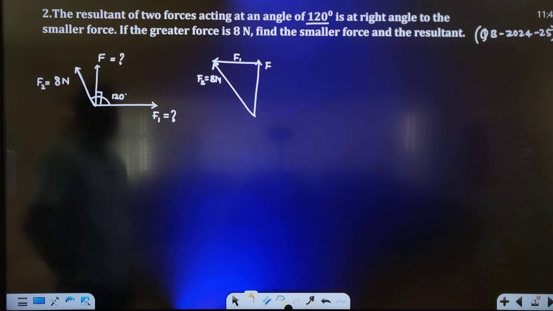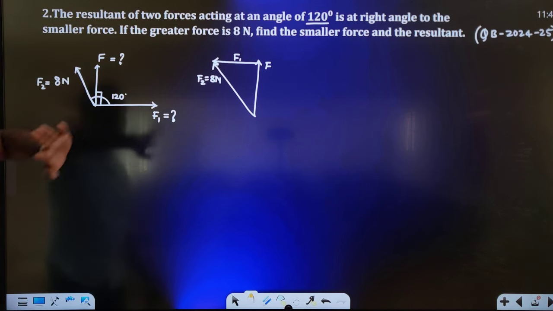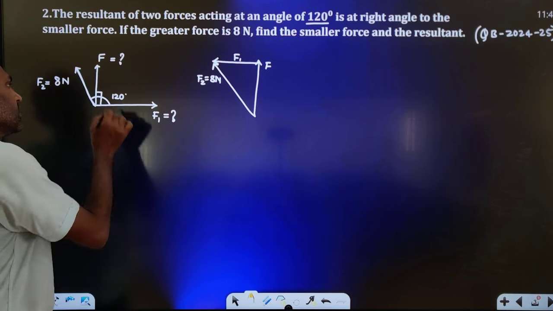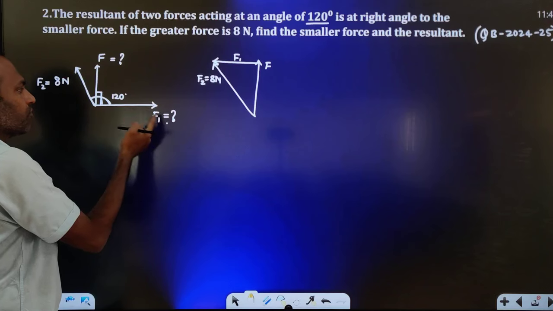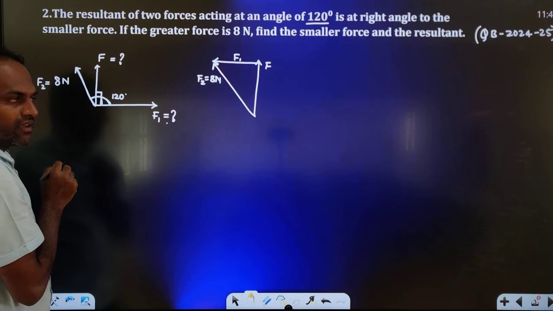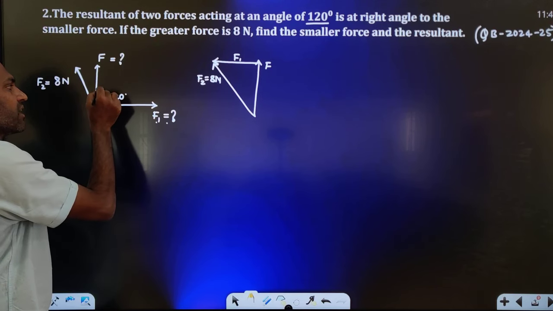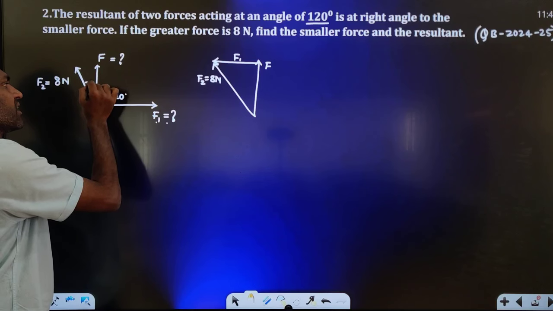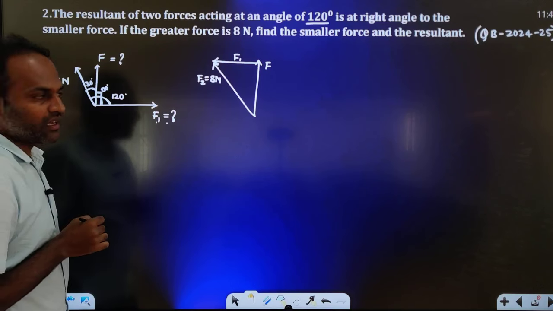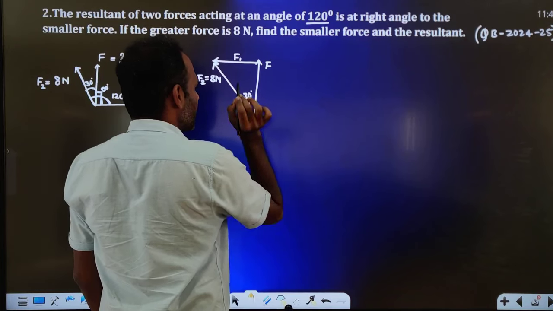So we got a triangle here. I am taking this vector here because I take it parallel to this. Okay, see, this is 90 degrees. What is the angle between F1 and F2? The angle between F1 and F2 is 120 degrees. The angle between F1 and F is 90 degrees, right? So this angle has to be 30 degrees.